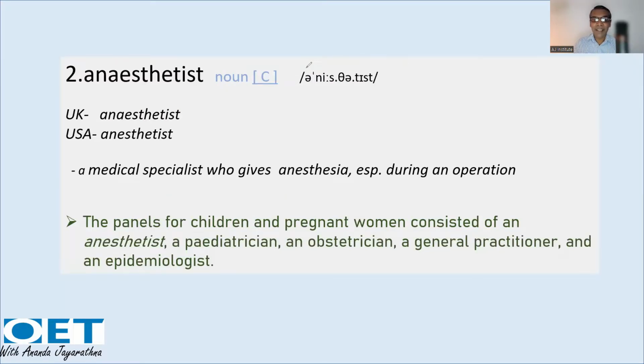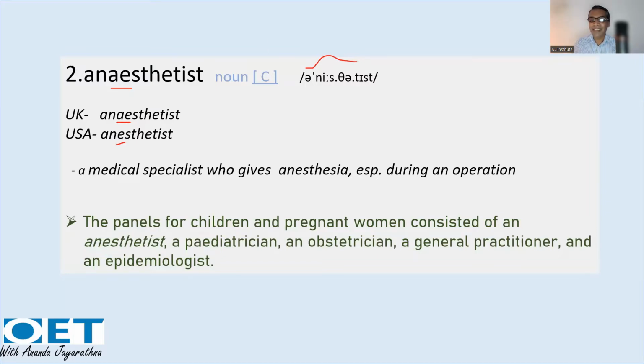Now look at the second word. The second word is anesthetist. This syllable is stressed, anesthetist. An anesthetist is a person or specialist doctor who gives anesthesia during an operation. Again, here also, pay attention to the spelling: ANAES in British spelling, ANES in American spelling.